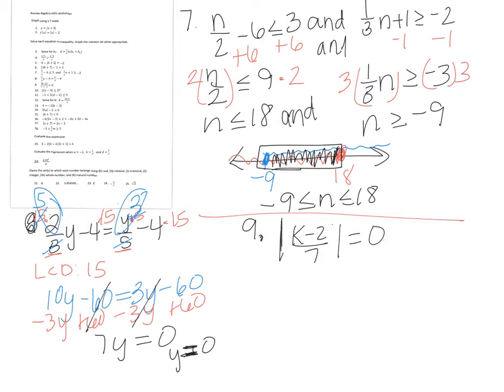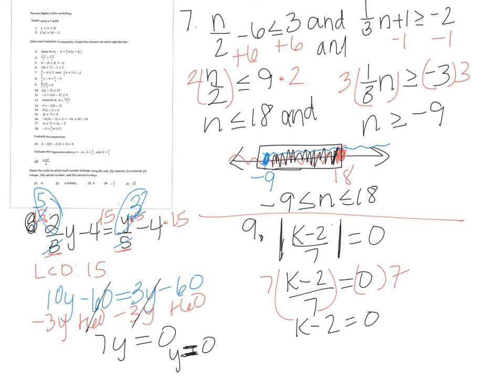Let's see, number 9, the absolute value of k minus 2 over 7 equals 0. Now when the absolute value equation equals 0, we don't write two equations because there is no positive and negative. We want them to be 0 away from 0, and there's only one exact answer that will give us that. So k minus 2 over 7 is equal to 0. We'll times by 7 to get rid of my denominator. K minus 2 equals 0.